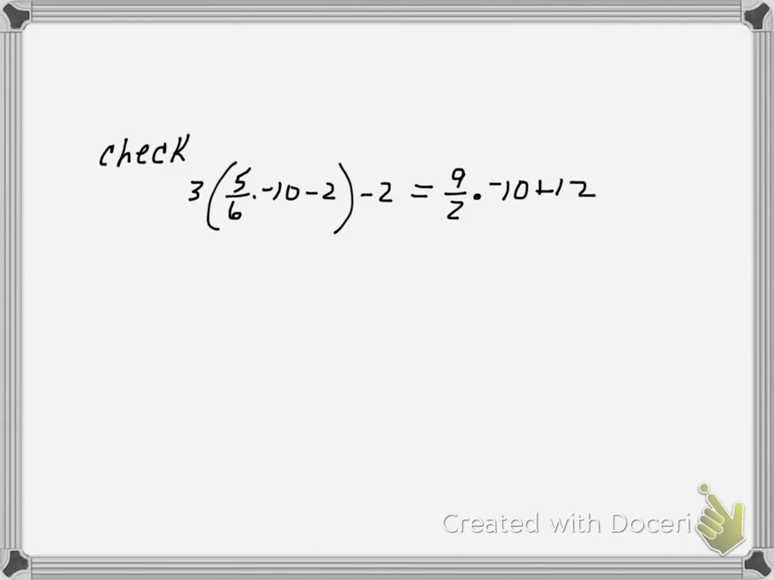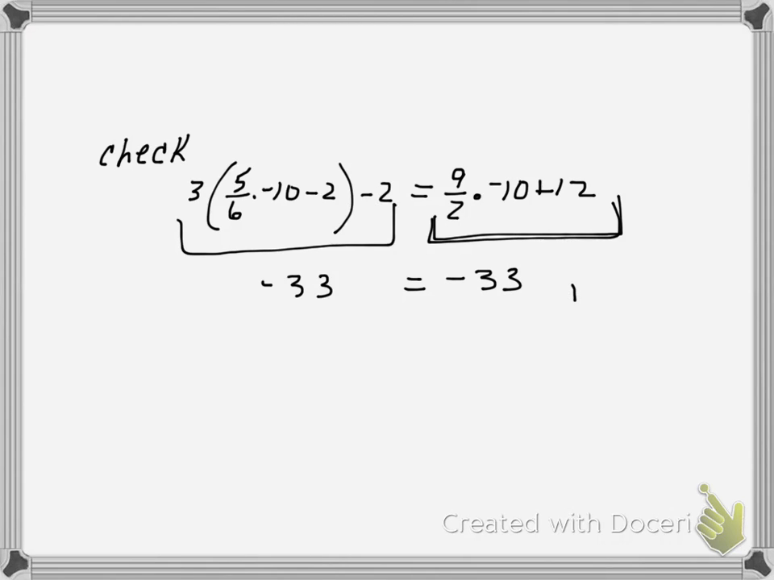So to do your check, you're plugging in the negative 10 for the x value. And again, you can use your calculator. The idea is you're following order of operations on each side. Just to save time here, I am going to just kind of plug that in. And you end up with negative 33 on the left. And when you plug in that right-hand side, negative 33 on the right, that's happy. We get the same thing. We know that our solution is, in fact, negative 10.